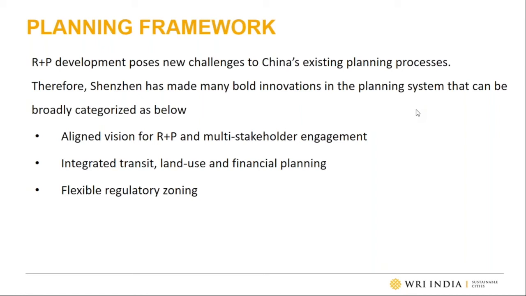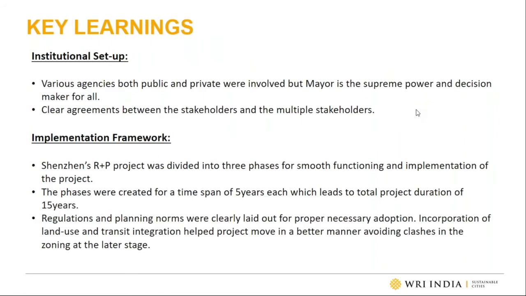Shenzhen has a total of 14 R+P projects, 7 of which were launched in phase 2 and the other 7 were launched in phase 3. These R+P projects can be broadly categorized into 2 types: projects which were undertaken on the periphery of urbanized areas and projects that were undertaken in the urban centers. Now, when we looked at this case study, we also tried to derive certain key learnings out of that, again categorized in 4 heads.